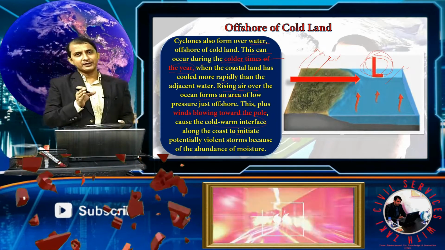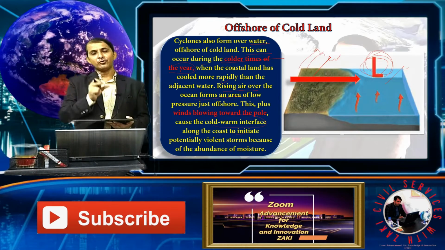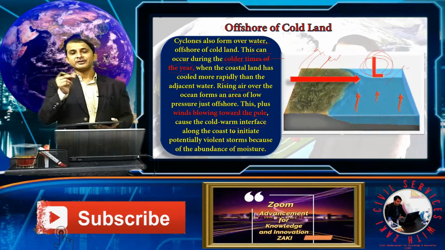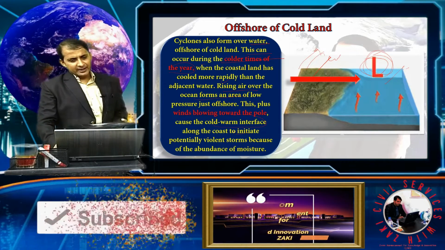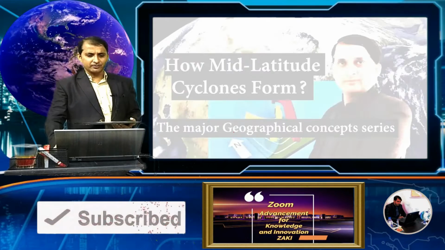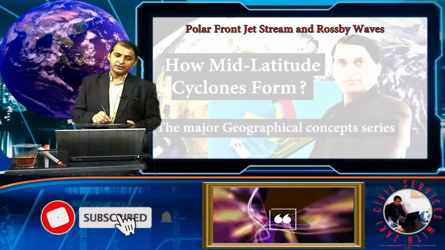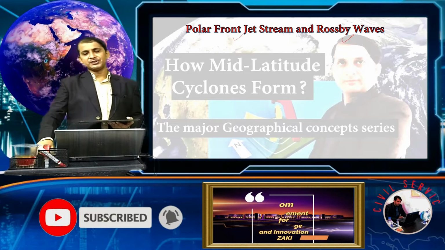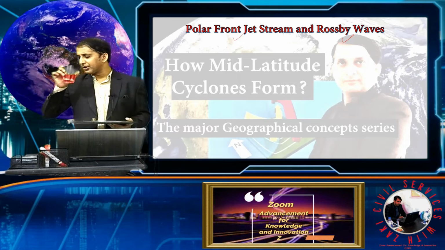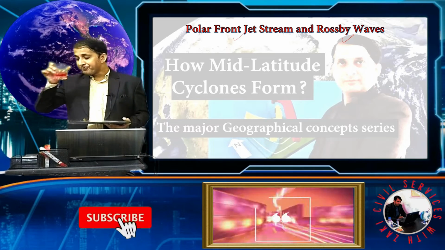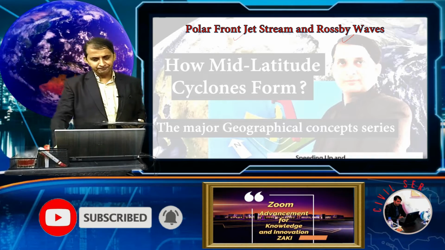So another condition, the second condition, is offshore of the cold land. So cold land also generates this type of mid-latitude cyclone. And the third, which is the most common, is the polar front jet stream and Rossby waves. The polar front jet stream and Rossby waves play a great role in the formation of the mid-latitude cyclone. So see here.